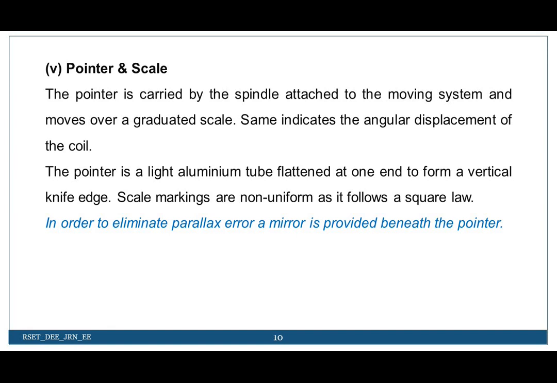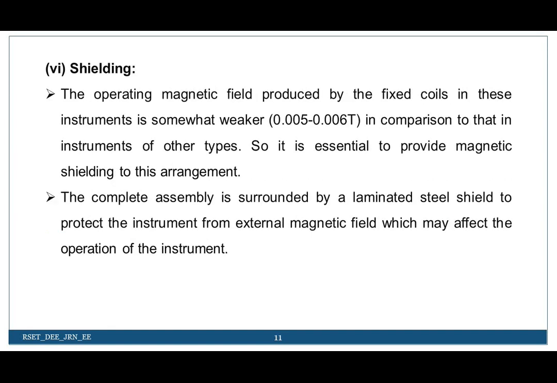Scale markings are non-uniform as it follows a square law, we'll see it, and in order to eliminate parallax error, a mirror is provided beneath the pointer. Now the shielding, which is mandatory for this kind of instrument. The operating magnetic field produced by the fixed coils in these instruments is somewhat weaker, between 0.0005 to 0.006 Tesla, in comparison to that of instruments of other types. So it is essential to provide magnetic shielding to this arrangement.